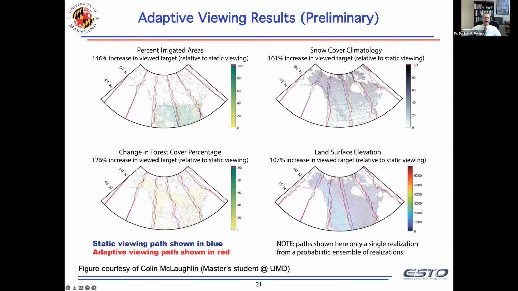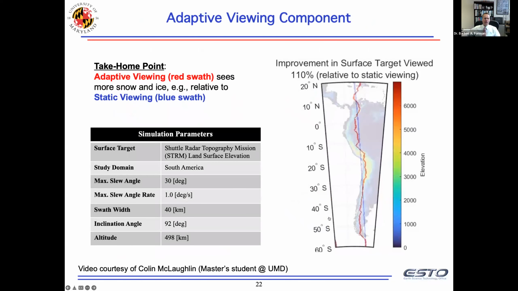We can apply this to irrigated areas. It sees much more of the stuff we care about relative to fixed viewing. We can apply this to snow cover climatology. It sees much more of the stuff we care about. We can apply it to vegetation disturbance. It sees much more of the stuff we care about. We can apply this to land surface elevation in the context of high elevation glaciers. We can see much more of the target that we care about. So we've got some hope on this.